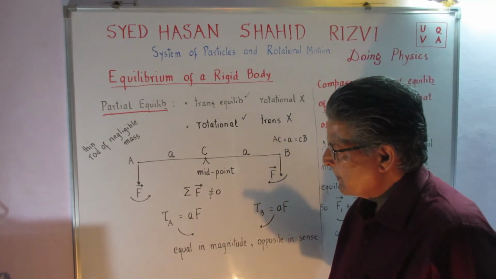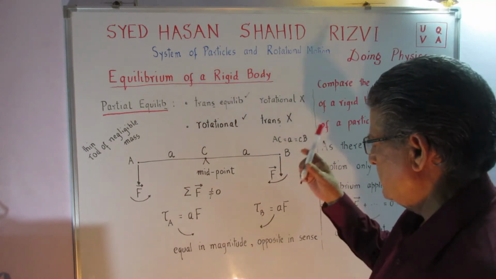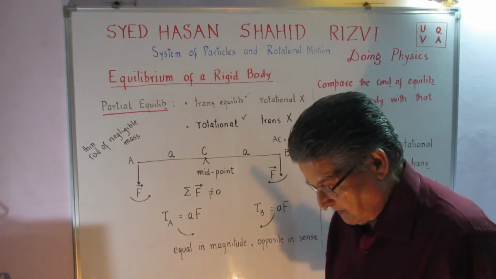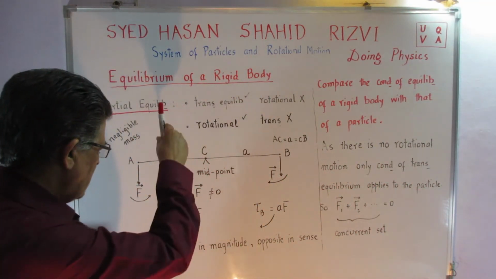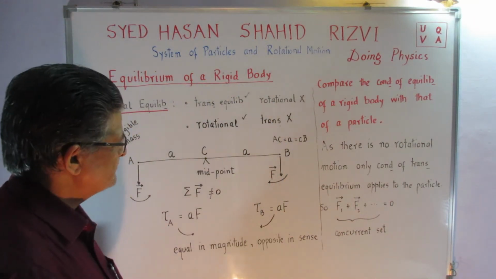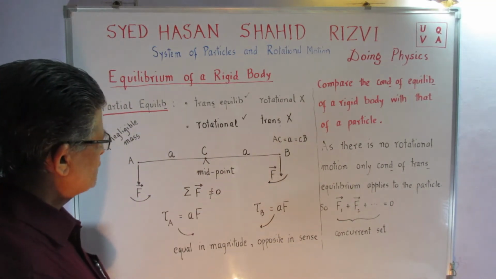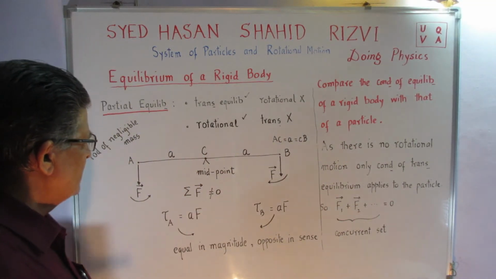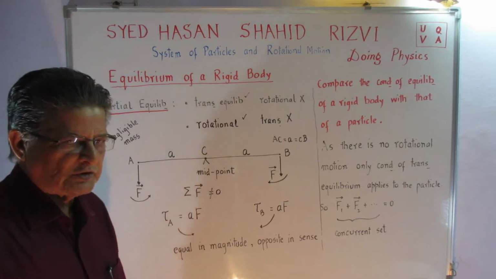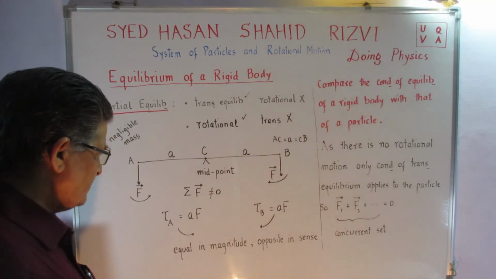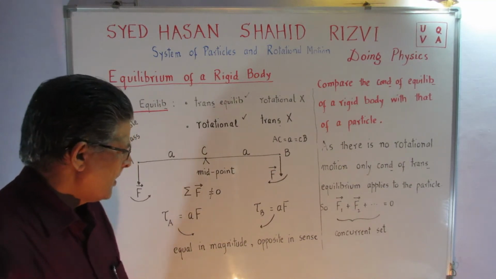On this rod, I apply a couple of forces at the ends A and B. And look here, the two forces are in the same direction. We have a fulcrum kind of a thing at the midpoint. So we find that this is a case where the net force on the system is not equal to 0. So there is no question of a translational equilibrium.